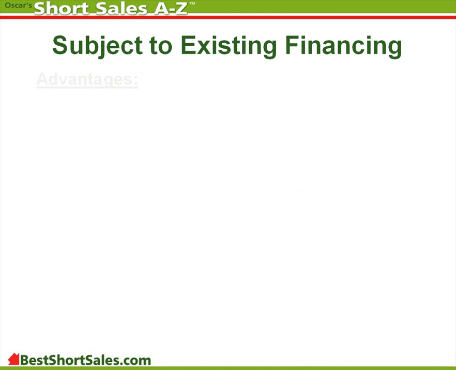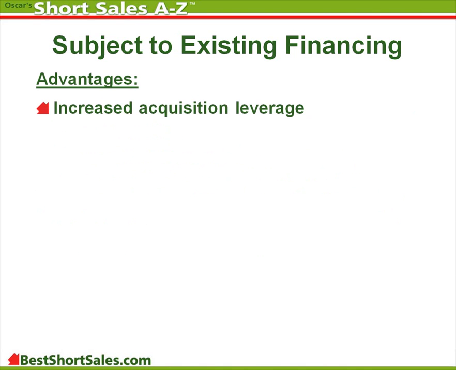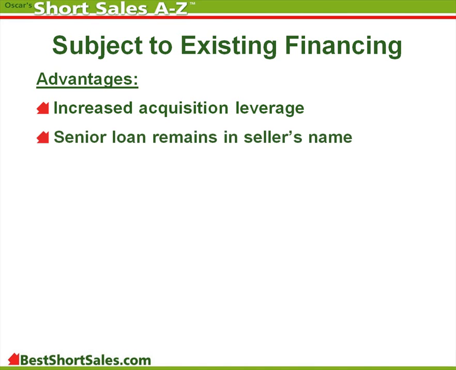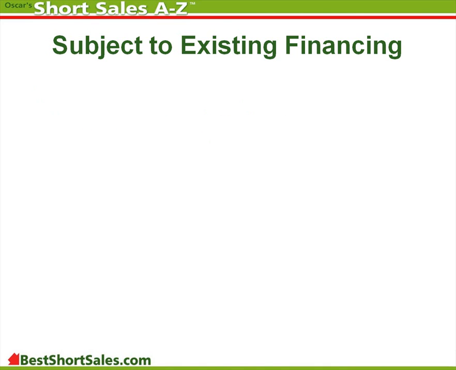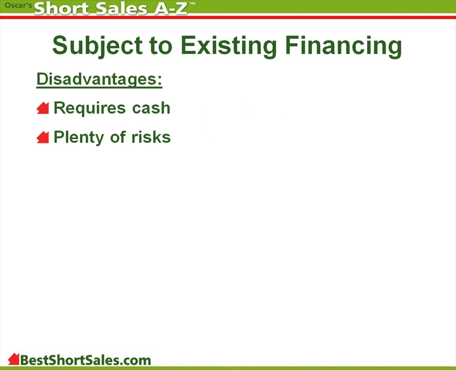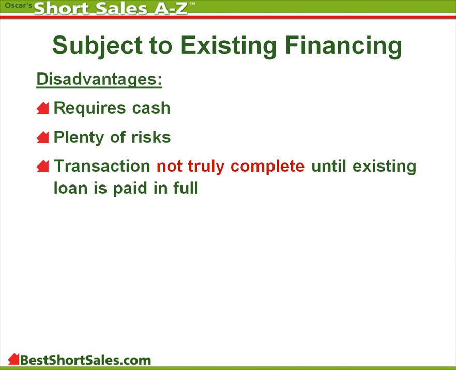Advantages. The advantages are evident. Increased acquisition leverage by assuming payments of an existing senior loan, and the senior loan remains in the seller's name. Disadvantages. The main disadvantages are that it requires cash for settling junior creditors, and there are plenty of risks. Another big disadvantage is that, although it may be years, in reality the transaction truly does not complete until the existing loan is paid in full. That is when the seller's name will finally be disassociated with the property.